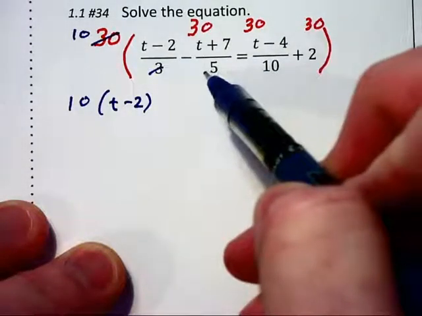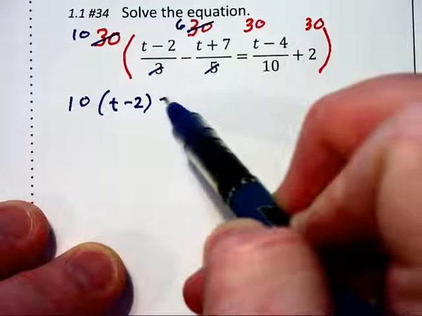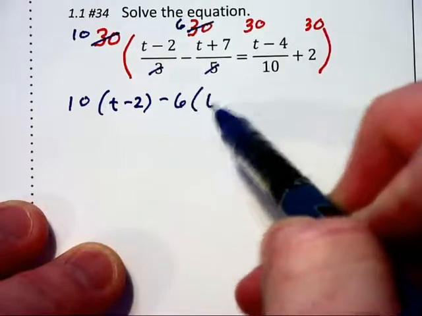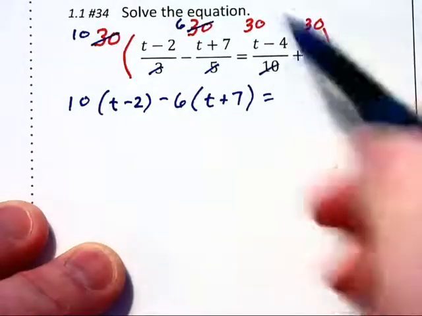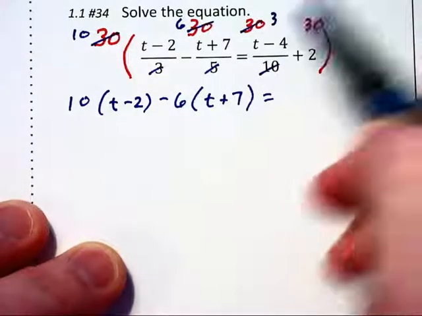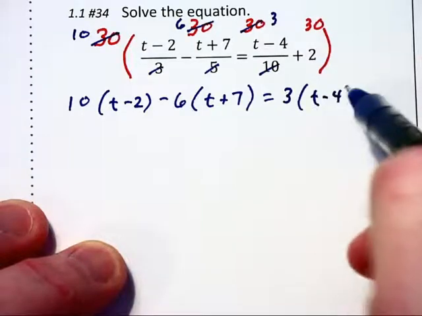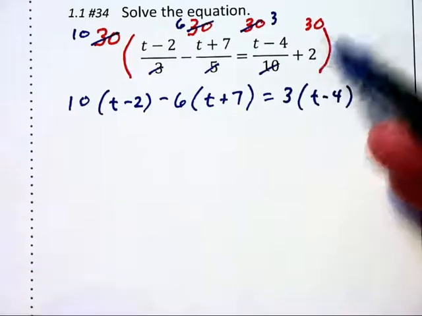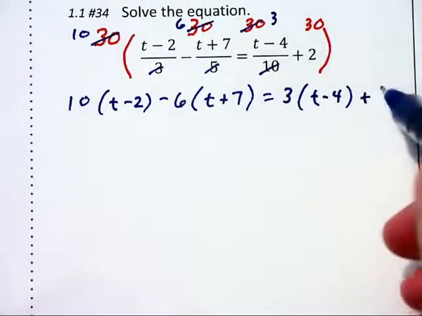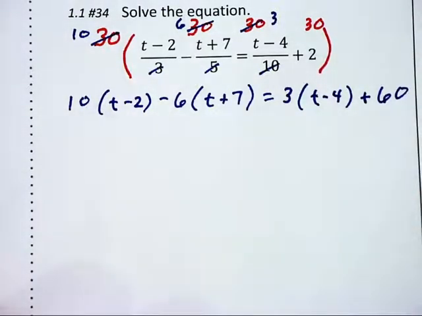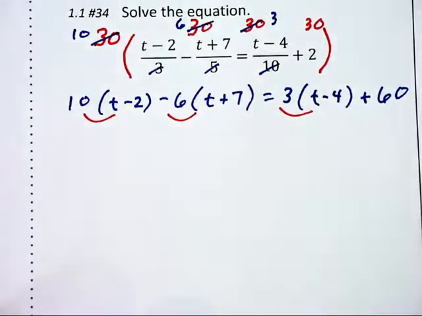In the next fraction, 5 cancels with 30, leaving 6, and so we have minus 6 times the quantity, t plus 7. On the right side of the equation, the 30 and the 10 cancel to a 3, so we have 3 times t minus 4. And at the far right, there is no denominator, so we're going to multiply the 2 and the 30 together and have plus 60. Now it's time for us to do a bunch of distribution on each side of the equation.